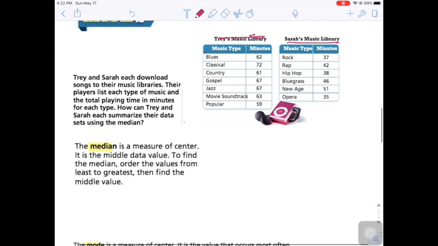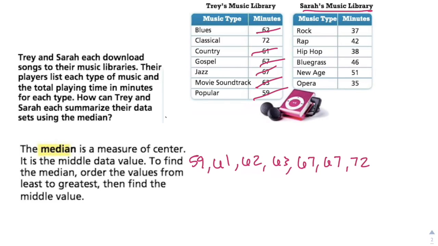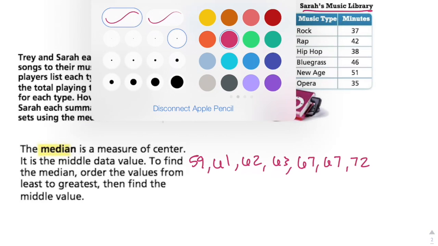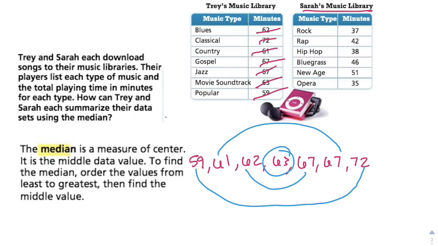So the median is the measure of center. So it's what is in the middle of our data values. And to find this, we're going to order the values from least to greatest and then find the exact middle. And then 72. So there's 2 ways that you can kind of order this off. Some people like to do the little rainbow method where they draw a rainbow from one value to each end until you find the exact middle, which would be 63.